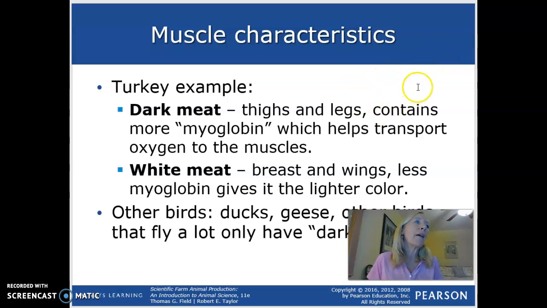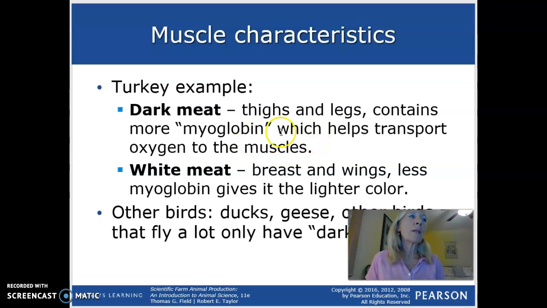So you're about to have Thanksgiving. When you look at a turkey, the white meat is the breast meat, of course, the breast and the wings, and that is drier meat. It has less myoglobin. Myoglobin gives meat its pigment, its color, and it's also the molecule that helps transport oxygen to the muscles.